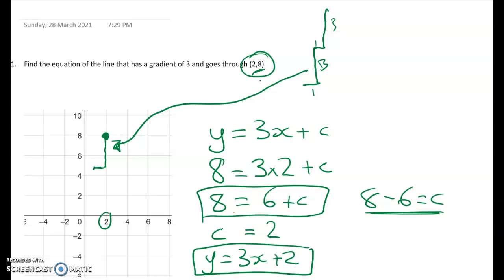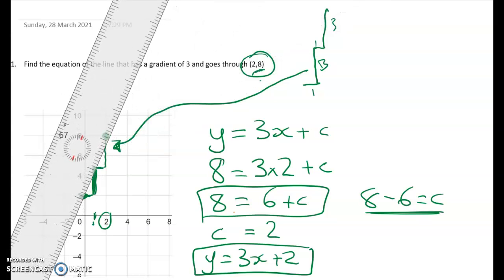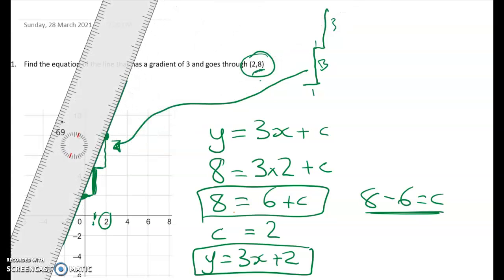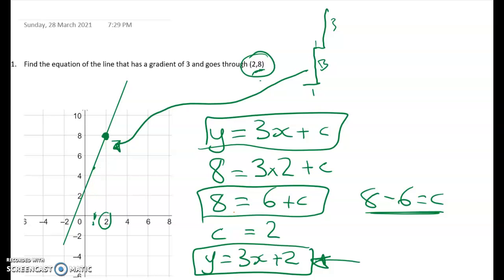And then if I do that again, I'm at 1 here, and if I go back 1, I have to be going back 3 down. And that gets me to 2. Let's just put the ruler on there and see how that looks. Okay, so there we go. We've got that using, first of all, y equals 3x plus c, and then substitution. And that got me y equals 3x plus 2. But looking at it on the graph, you can see that our answer makes perfect sense.